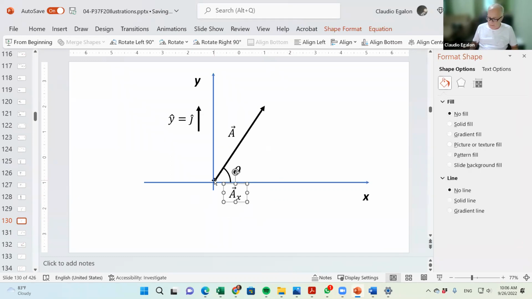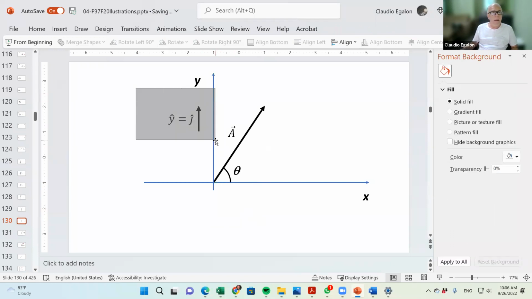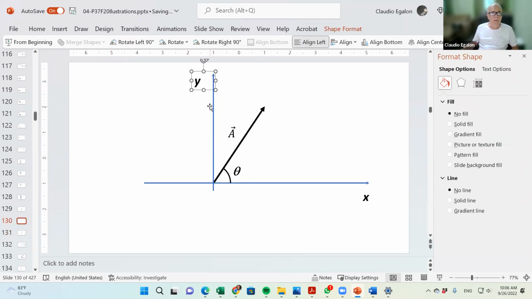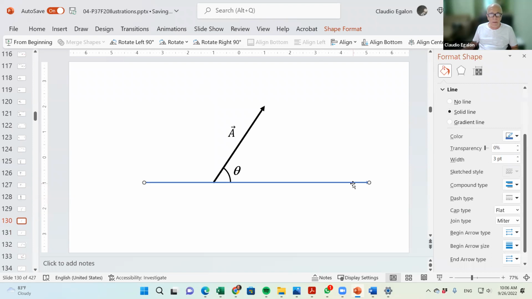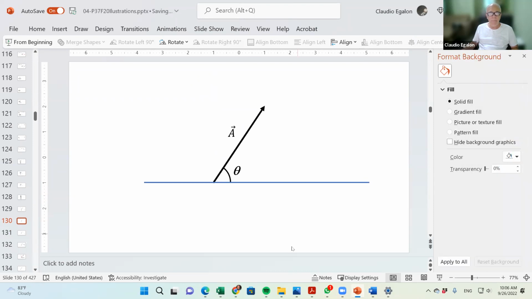Suppose that we have this original vector here, A, right? Even better, I'm going to show you something even simpler. We have this original vector right here that makes an angle theta with the horizontal. Okay, so think about that. The horizontal would be this one right in here, and I'm not even going to put an arrow there.